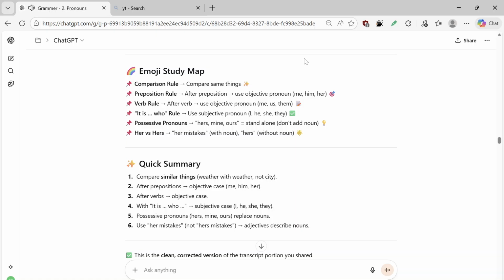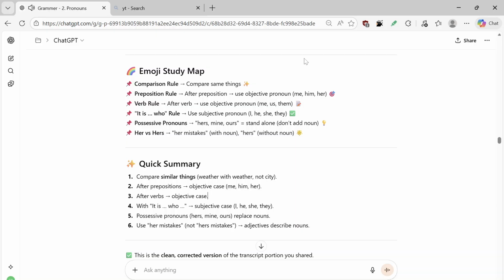Quick summary. 1. Compare similar things, weather with weather, not city. 2. After prepositions, objective case: me, him, her. 3. After verbs, objective case. 4. With it is, subjective case: I, he, she, they. 5. Possessive pronouns hers, mine, ours replace nouns. 6. Use her mistakes, not hers mistakes.